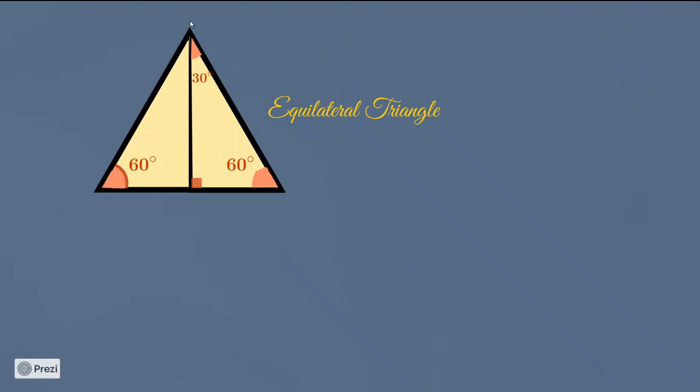Now this is a right triangle, right? So in this right triangle we have 30 degrees, 60 degrees and 90 degrees. Now 90 degrees I'm not writing. This symbol, the square, represents 90 degrees.